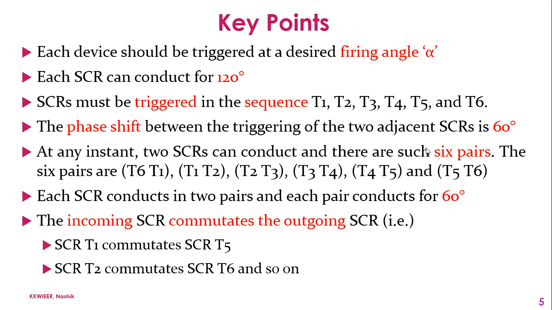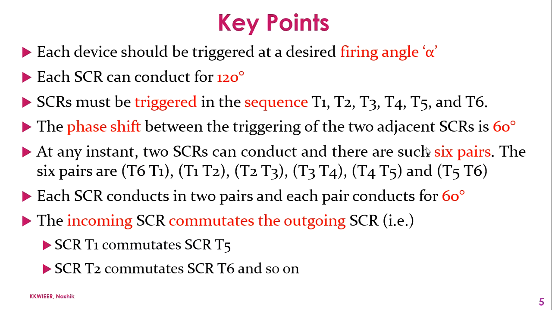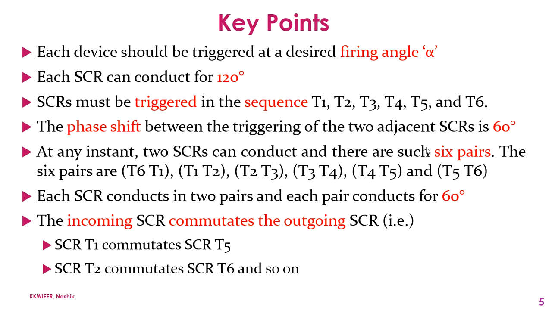Then each device should be triggered at a desired firing angle alpha. Each SCR can conduct for 120 degrees. SCRs must be triggered in the sequence T1, T2, T3, T4, T5 and T6. The phase shift between the triggering of 2 adjacent SCRs is 60 degrees. At any instant, 2 SCRs conduct, and there are 6 pairs, which are T6 T1, T1 T2, T2 T3, T3 T4, T4 T5 and T5 T6. So each SCR conducts in 2 pairs and each pair conducts for 60 degrees.